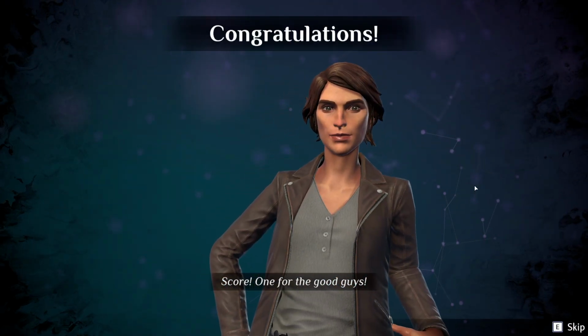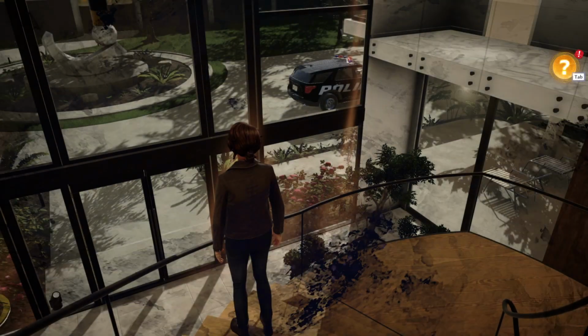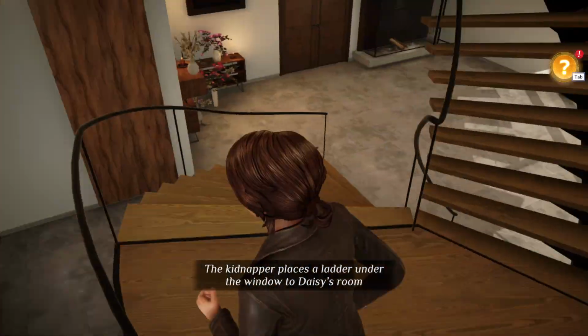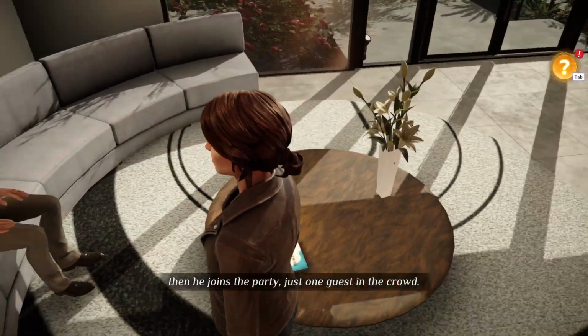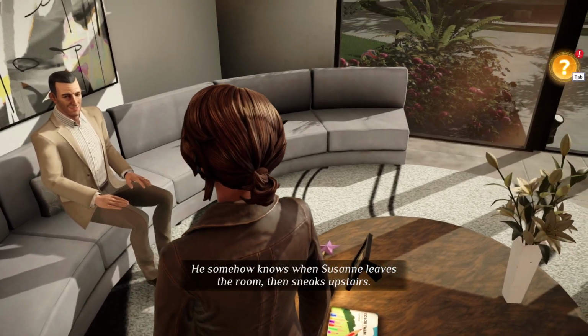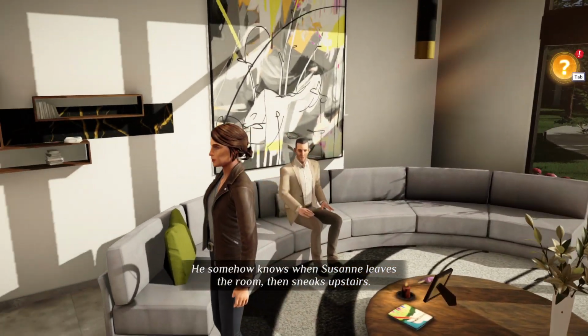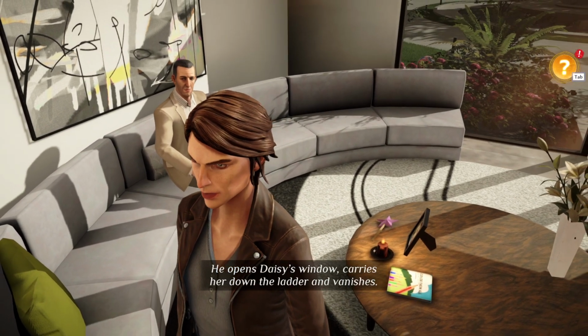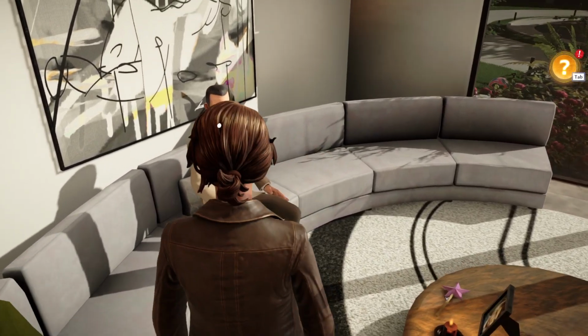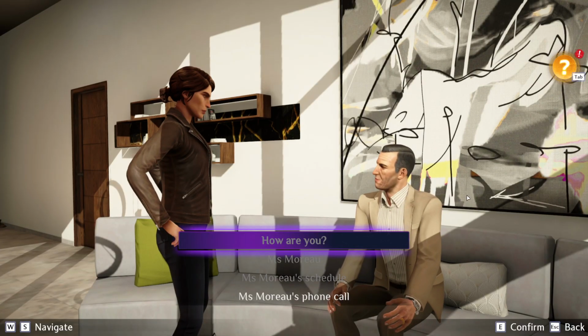Score. 1 for the good guys. Alright, so the kidnapper places a ladder under the window to Daisy's room. Then he joins the party, just one guest in the crowd. He somehow knows when Suzanne leaves the room, then sneaks upstairs. He opens Daisy's window, carries her down the ladder, and vanishes. Okay, let's speak to him.